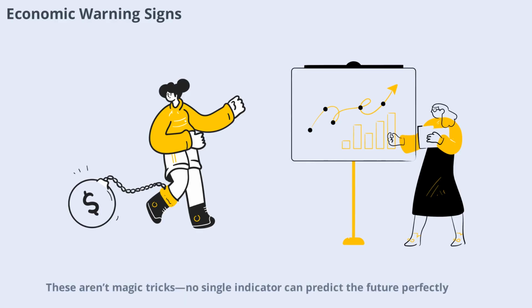These aren't magic tricks. No single indicator can predict the future perfectly. But together, they form a powerful early warning system that most retail investors and ordinary people have never heard of. By the end of this video, you'll know exactly where to check each indicator for free right now today. Let's dive in and learn how to spot trouble before it arrives.